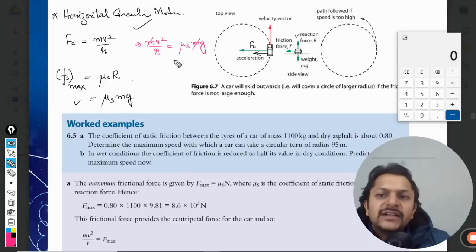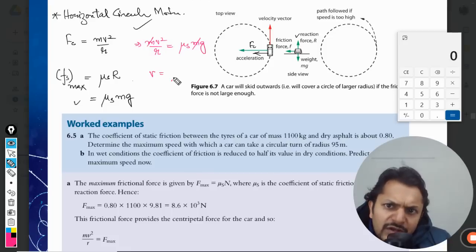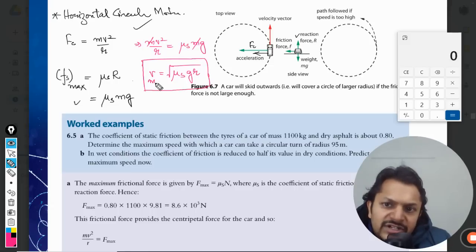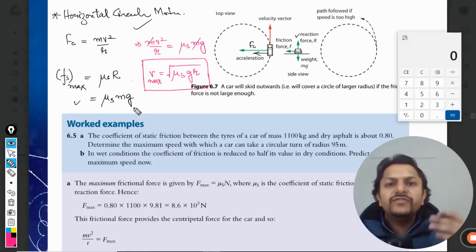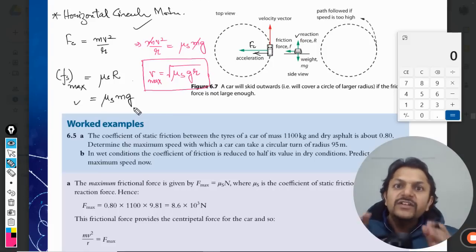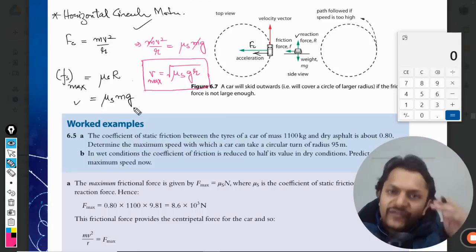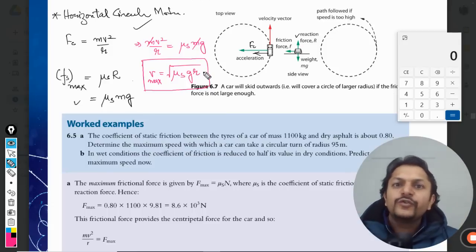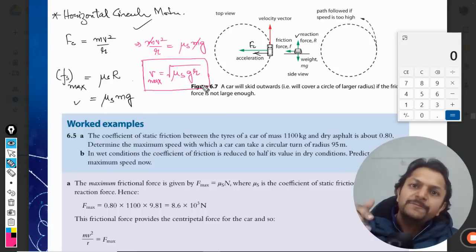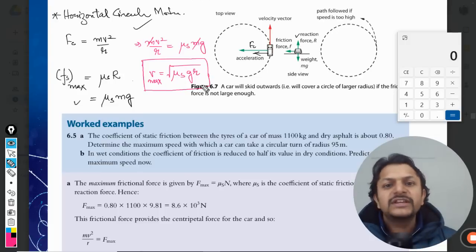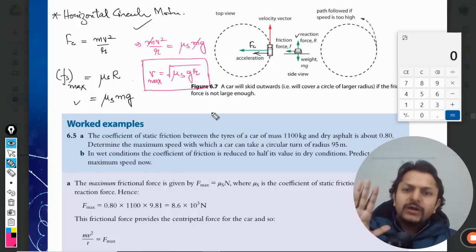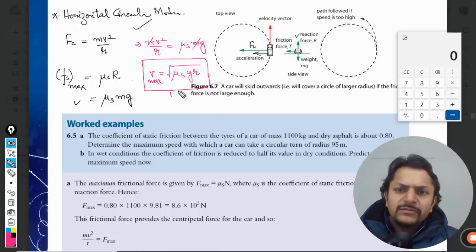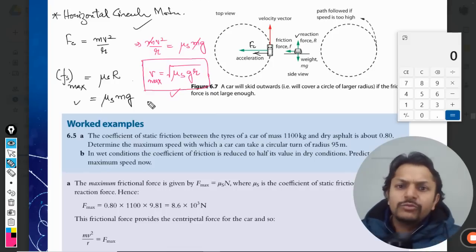m and m are getting cancelled out. We want to find the expression for velocity. So velocity is coming out to be the square root of mu s g r. This is actually the max velocity with which the vehicle can negotiate the turn. If the velocity of the vehicle is more than this, then definitely skidding will take place, because our friction force will be lesser than the centrifugal force. Here I must say that it is centrifugal force. I will come to that point, but just let it be for this time. So the V max is coming out to be the square root of mu s g r.